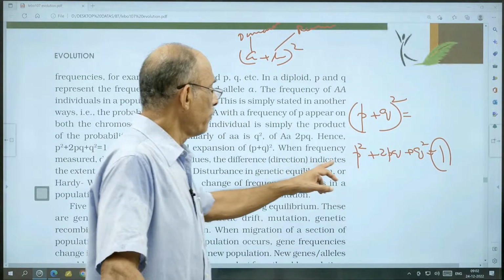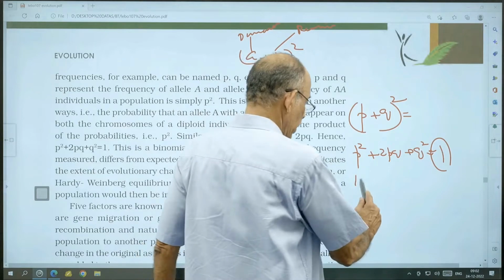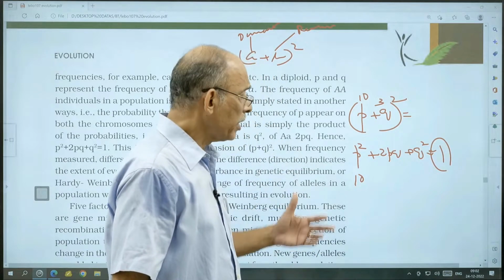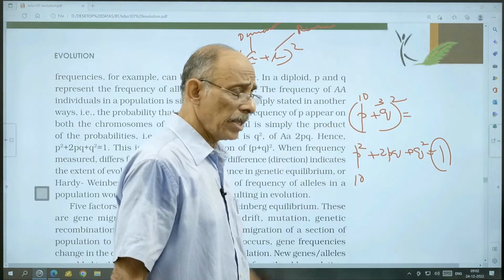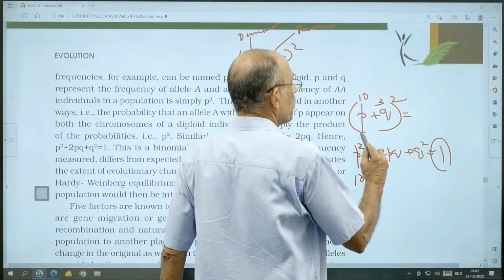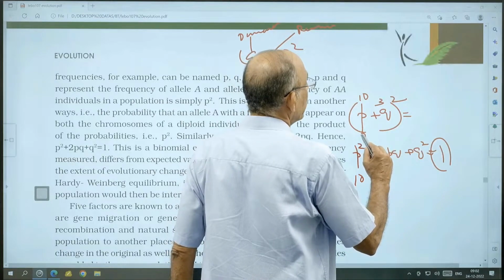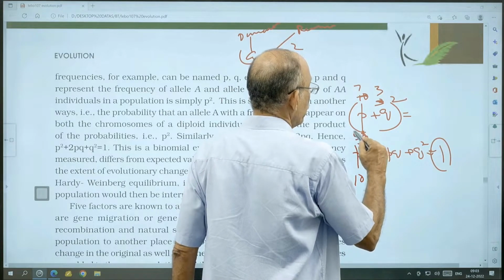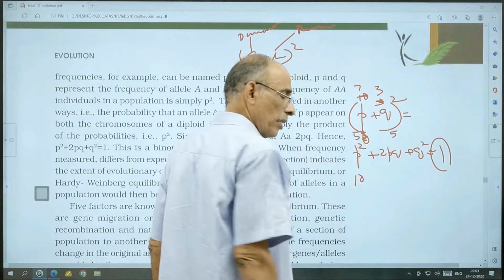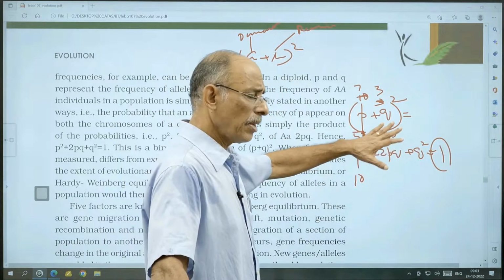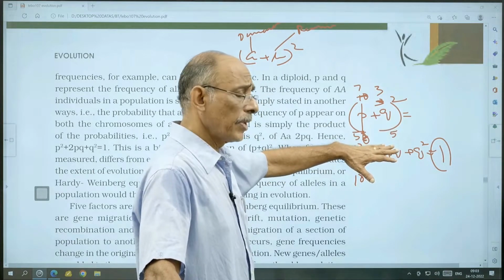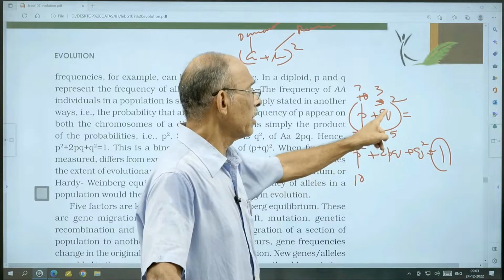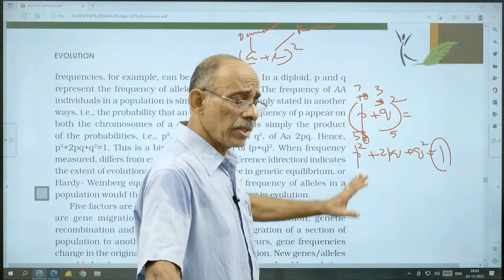So suppose in the beginning p was 7 and q was only 3. Suppose after a few years, 100 years, when we take a particular character, previously it was 7 and 3. So now after 100 or 200 years, suppose p is changed to 5, and that means q increased to 5. That means some changes are taking place in frequencies. These changes in allele frequencies say that some kind of evolution is taking place. The frequency of the dominant allele decreases and the frequency of the recessive allele increases. That means some kind of evolution is taking place.